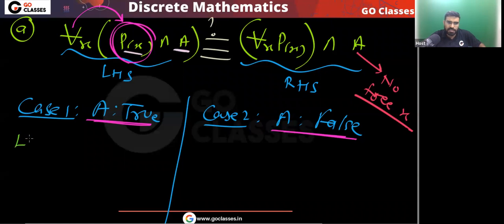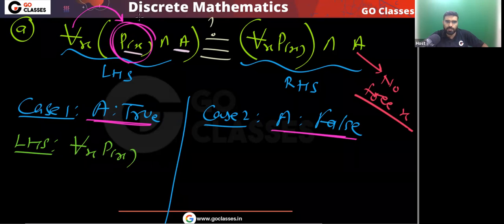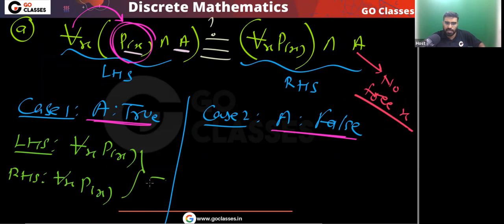Now you tell me, in this case, when A is true, what is LHS? LHS is for all x Px. And what is RHS? A is true, so RHS is also for all x Px. Are they equivalent? Yes.